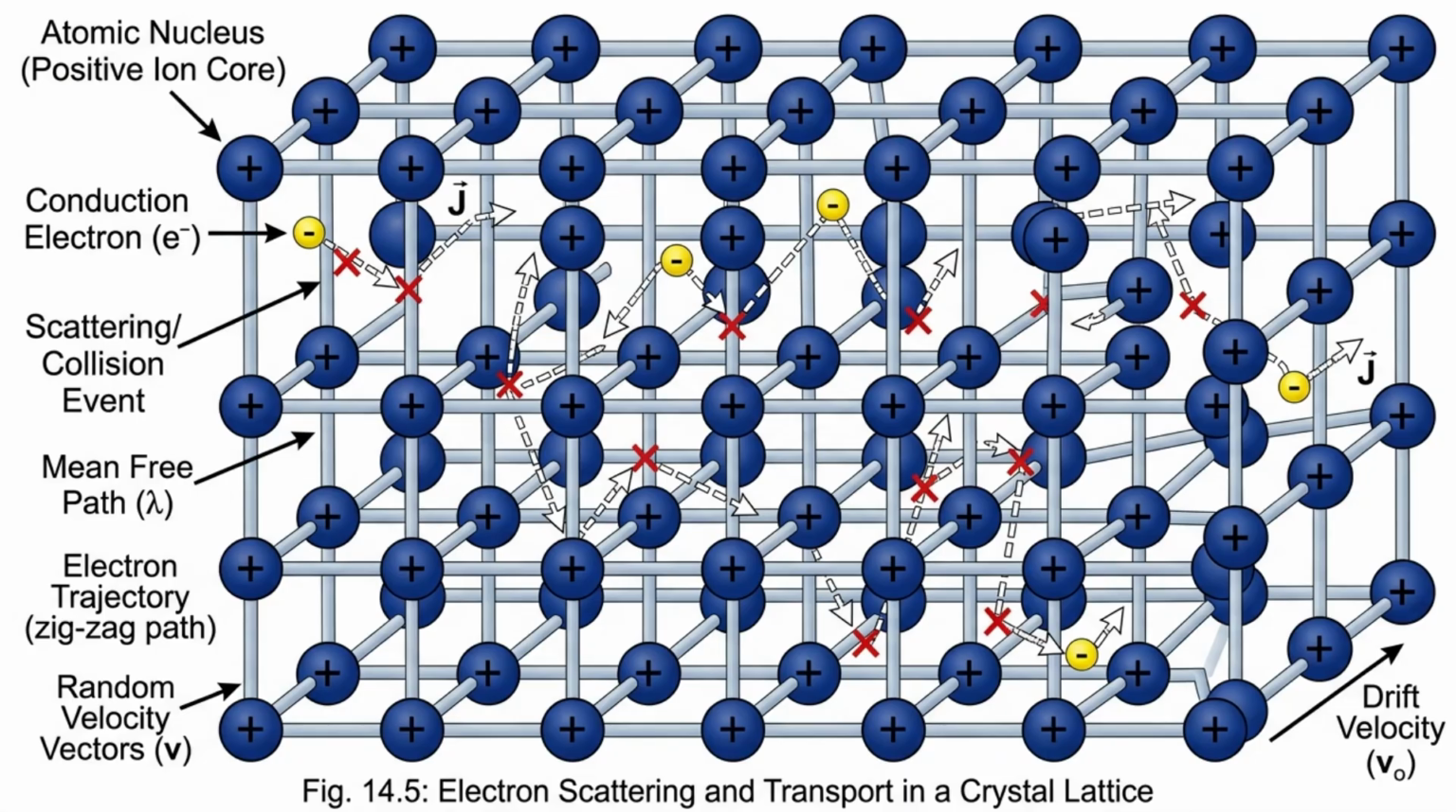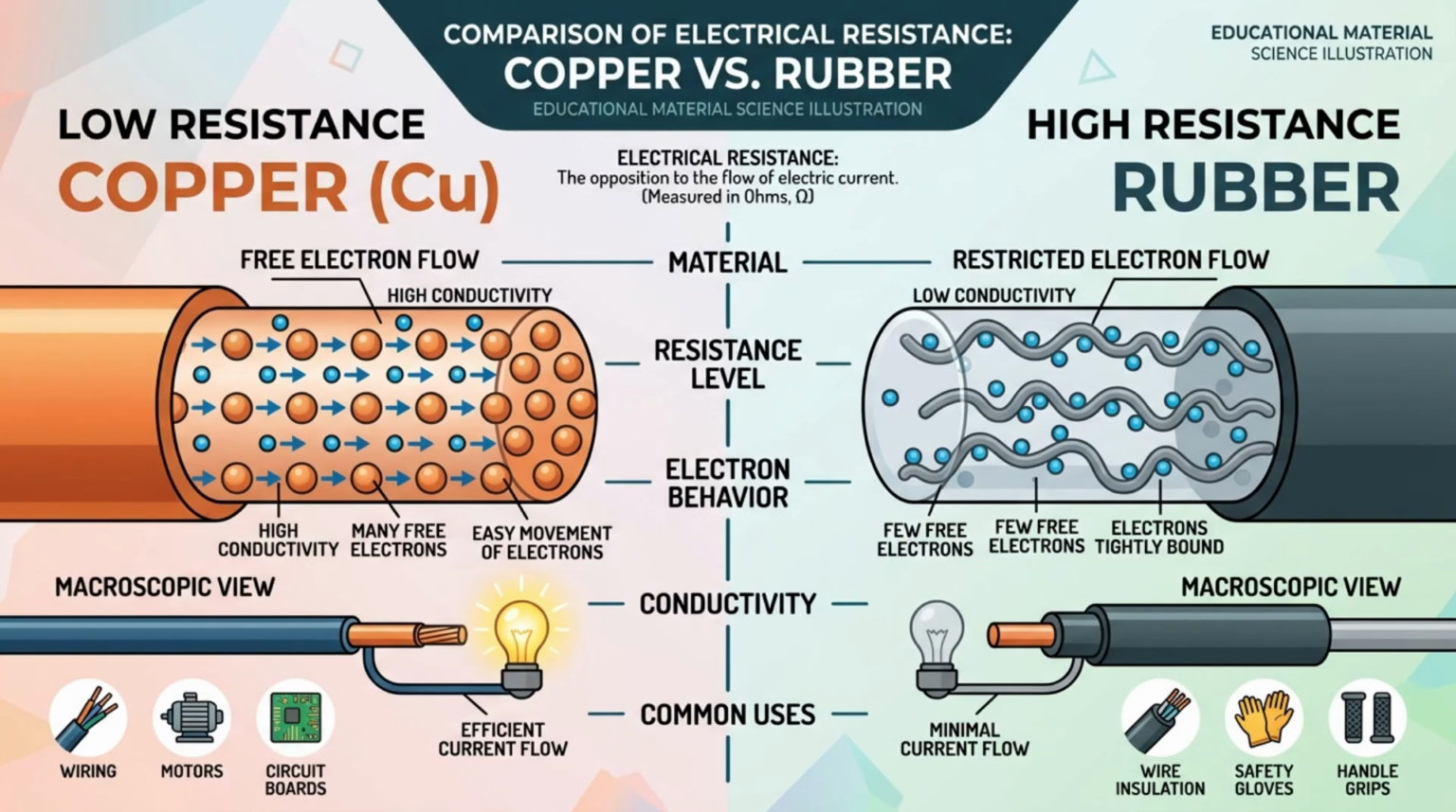Inside a conductor, free electrons move through a lattice of atoms. As they travel, they constantly collide with atoms and other imperfections in the material. These collisions slow down the overall drift of electrons, reducing current flow. The amount of resistance depends on the material type, its physical dimensions, and temperature. For example, copper has very low resistance, which is why it is widely used for electrical wiring. In contrast, materials like rubber have very high resistance and are used as insulators.